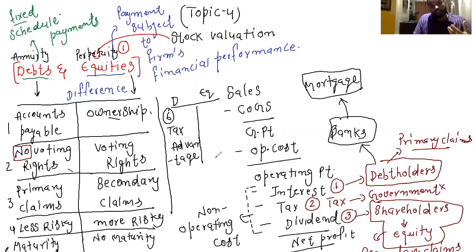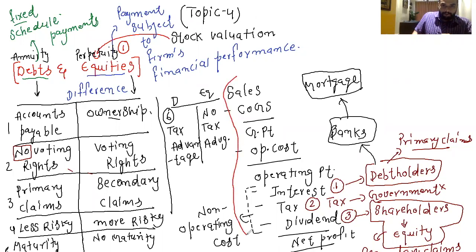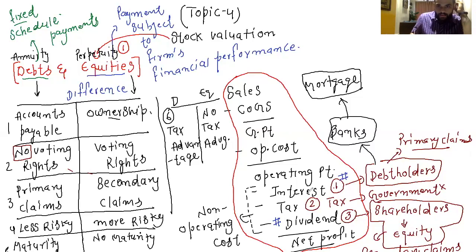Tax advantage. Holding debts will give you a tax advantage, but holding equity, we have no tax advantage. Holding equity will not give us any kind of tax advantage. So we can see in this example that this is interest, and here is a dividend, right? Remember, if you borrow more money, your interest payments will increase, and your profit will reduce.